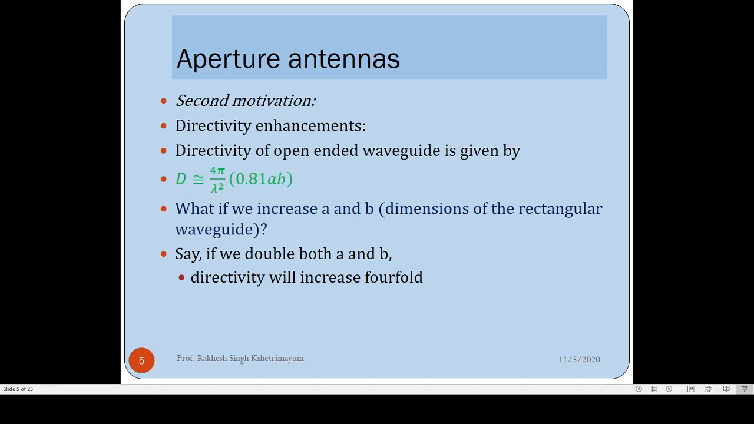The second motivation is directivity enhancement. When I increase the aperture of the waveguide, directivity increases. What was the directivity for an open-ended waveguide? For the open-ended waveguide, directivity was 4 pi by lambda square times 0.81 AB. Let us say I increase A 2 times and B 2 times. What happens to the directivity? Directivity will increase 4 times. So if you keep on increasing the aperture of the open-ended waveguide, directivity is increasing. That's a good thing. First, impedance was properly matched. Second, directivity is also increasing. So this is the second motivation for making horn antennas from the open-ended waveguide.